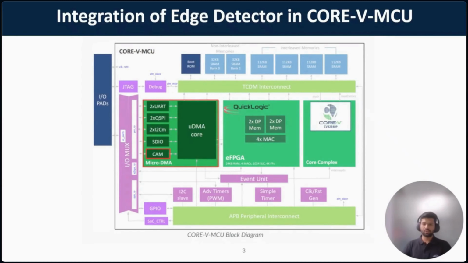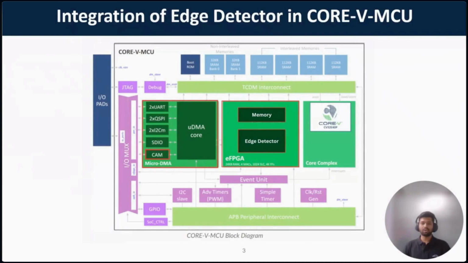The true flexibility of the Core VMCU, however, lies in its integrated eFPGA module. This embedded FPGA fabric allows us to hardware accelerate specific workloads without redesigning the entire chip. To optimize the SoC specifically for image processing, we leverage this fabric to implement the custom edge detector IP, giving us a high performance, low latency path for image processing directly on the chip.